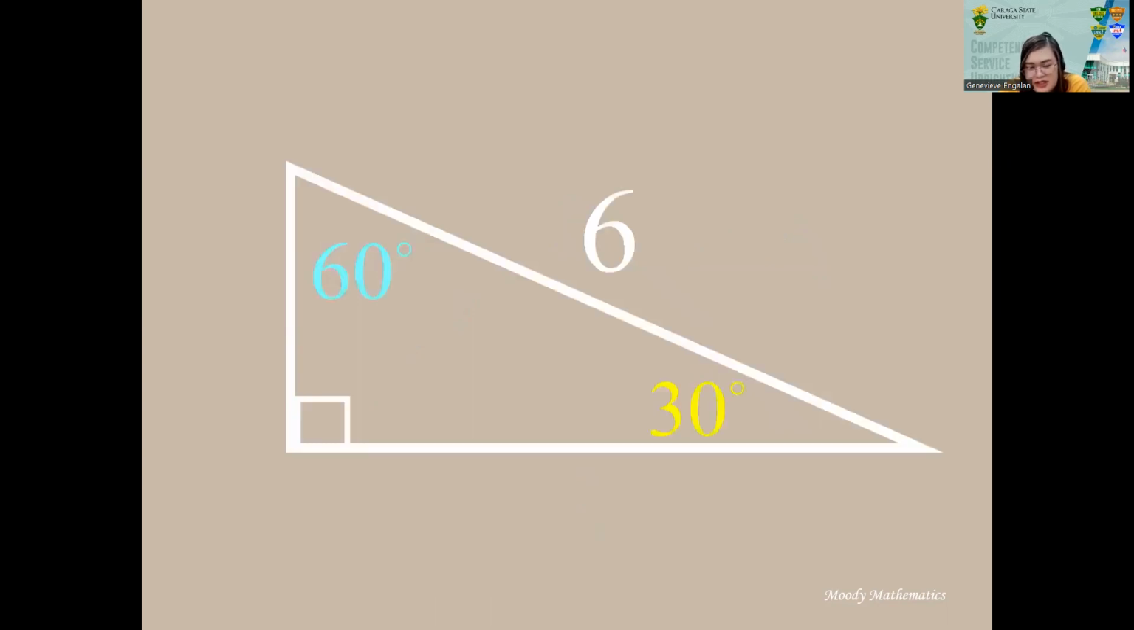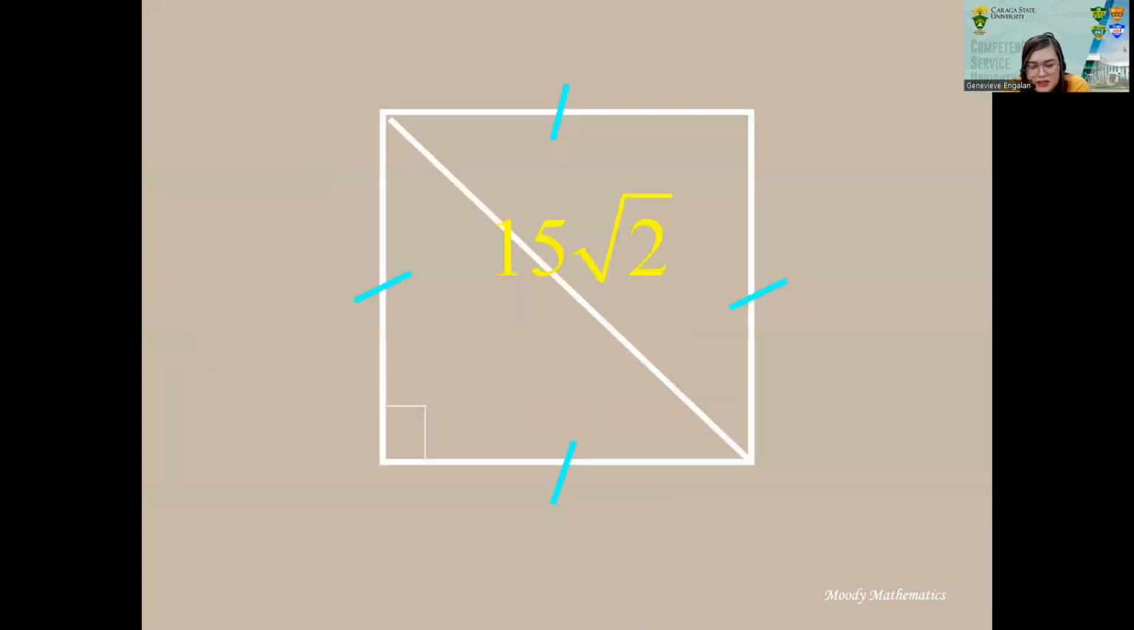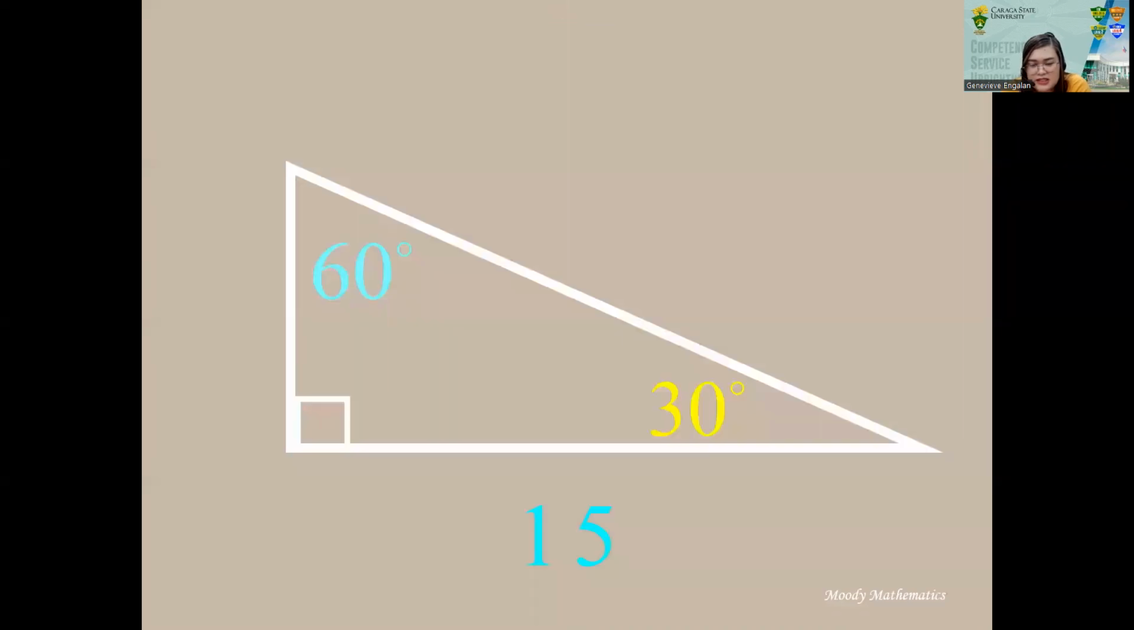Okay, how about 30, 60, 90? 6 ang hypotenuse. Unsay measure sa shorter leg? 3. Okay, ang longer leg? 3 square root of 2. So, sharog di mo master, no? So, if the diagonal is 15 square root of 2, what is the measure of the sides of the square? 15. So, if you have 60, 30, 90, or 30, 60, 90 nga triangle, if the longer leg is 15, what is the measure of the shorter leg?